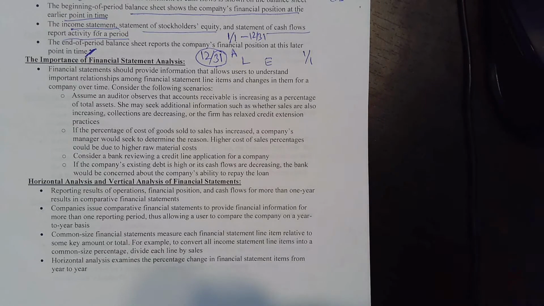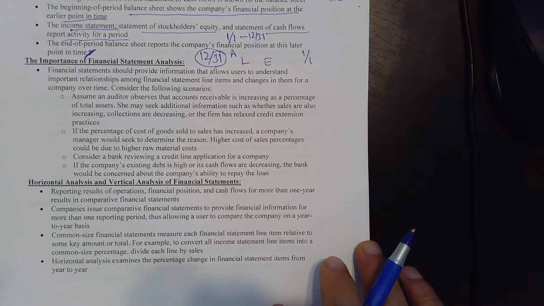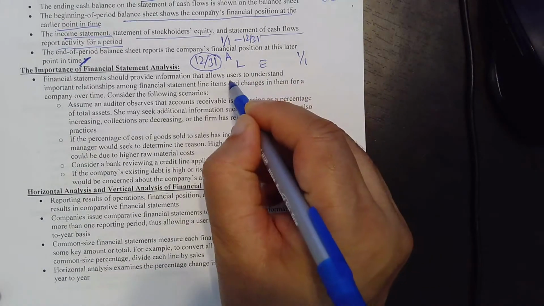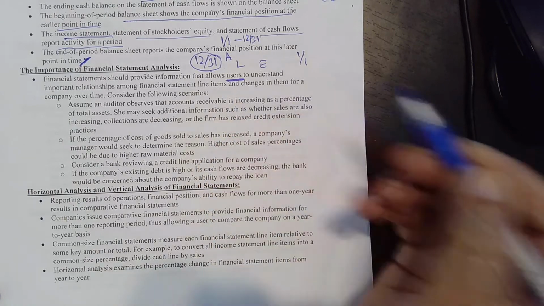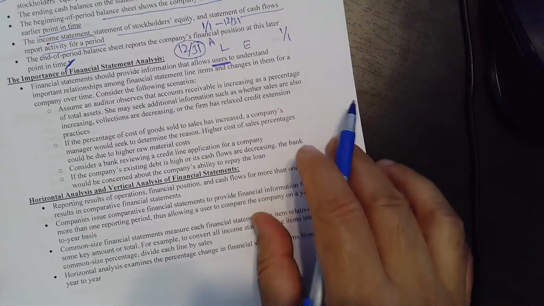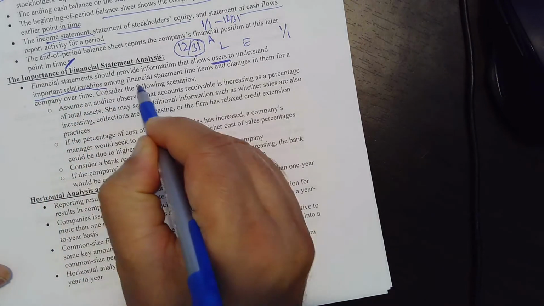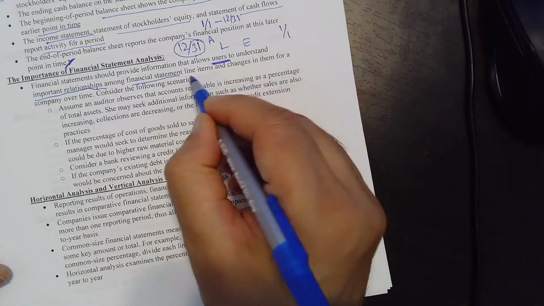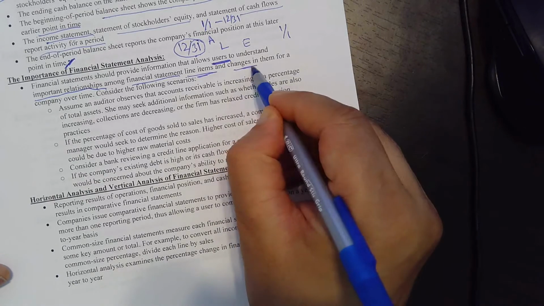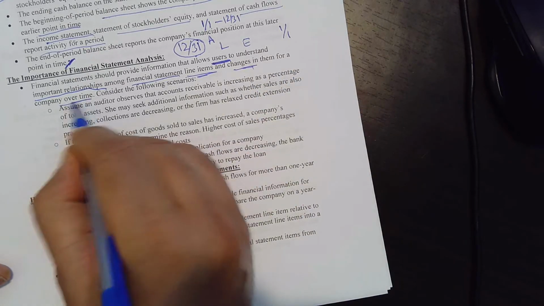In this third part of this video, we're going to talk about the importance of financial statement analysis. What do financial statements really provide, and what kind of information do they provide to users? A lot of important relationships among financial statement line items, and changes in them for a company over time.